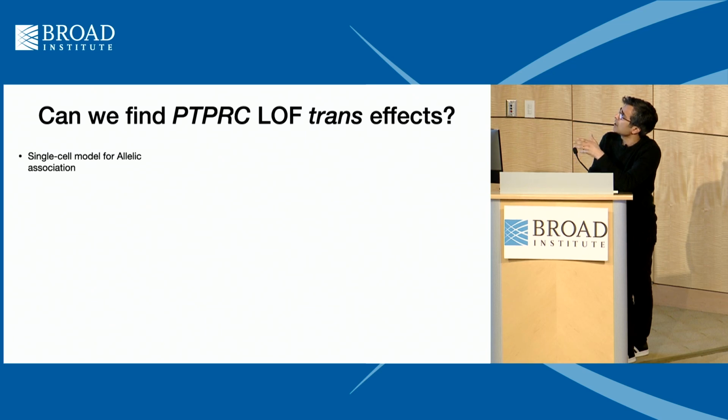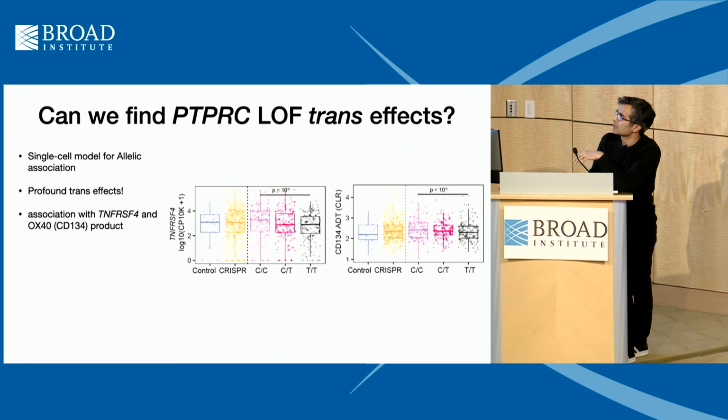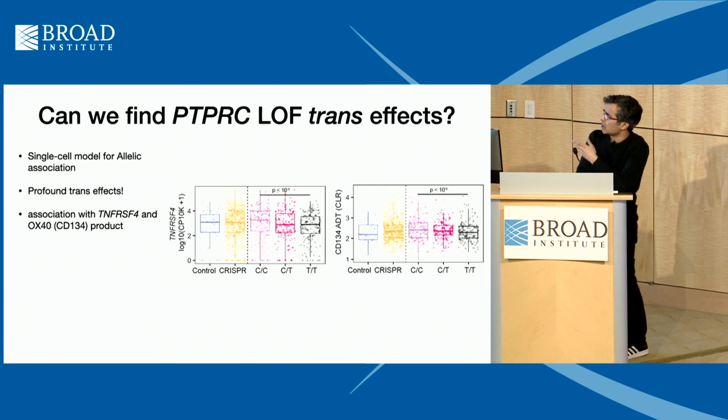Can we find loss of function trans effects, right? We're breaking this pretty important gene. Maybe it has other effects in other genes. So we thought even with our hundreds of cells, we might be able to find something. Here's an example of a gene that we did find. This is TNFRSF4, or OX40, or CD134, an important marker of T cell activation.